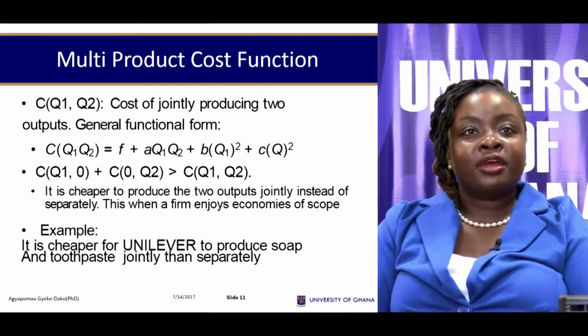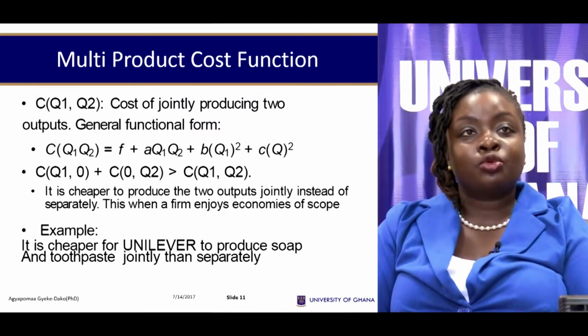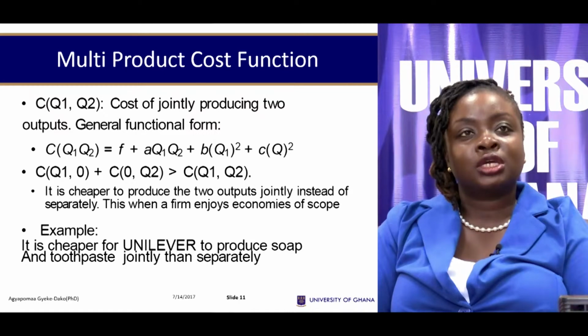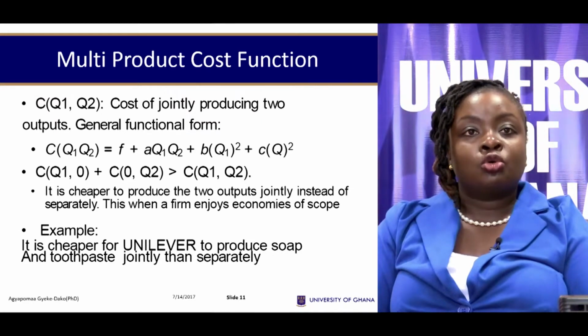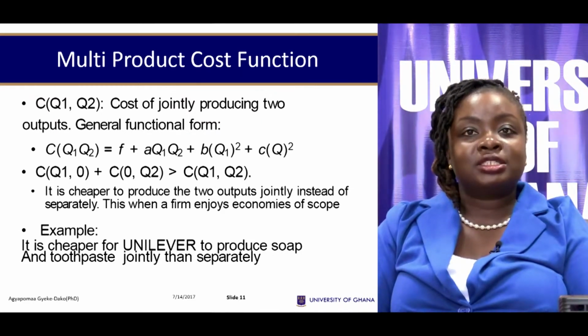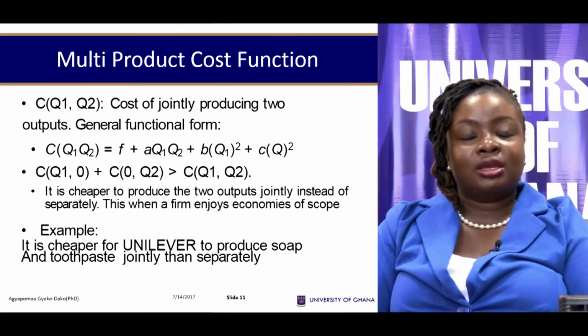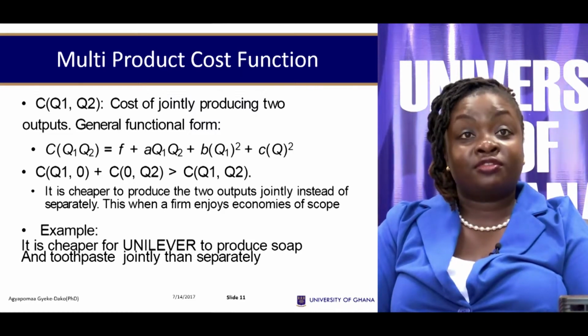Now, starting with economies of scope, what do we mean by economies of scope? Economies of scope will tell us how, if we're producing two products together, the cost of that will be different from if we're producing the products separately in different factories. So I give you an example. If Unilever decides to produce, let's say, soap and toothpaste, and they decide to produce them together or at one premise, then their costs can be different from if they were producing them in different factories.